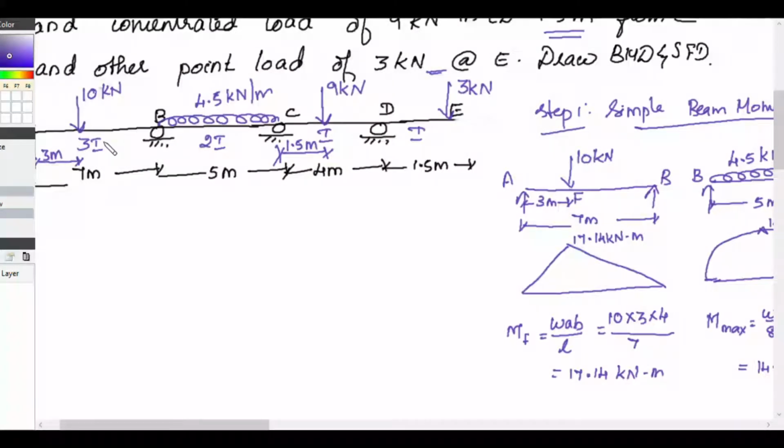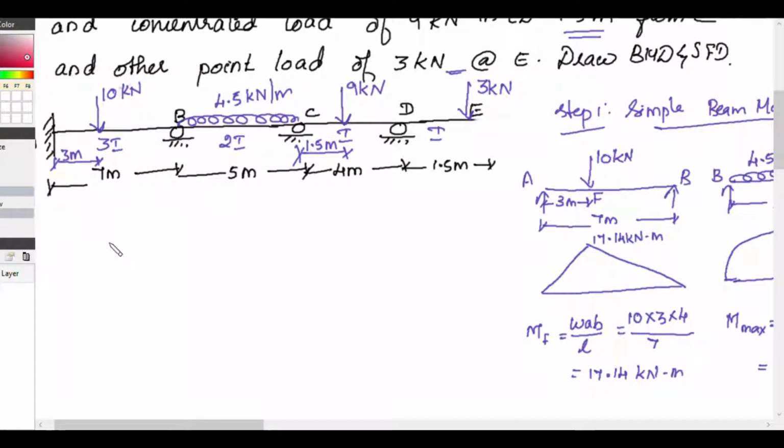Now we will draw the simple beam moment diagram. So our simple beam moment diagram will be, okay, for AB at F you have, so this point is F and this point is G. So at F we have 17.14 kilonewton meter, this is positive.